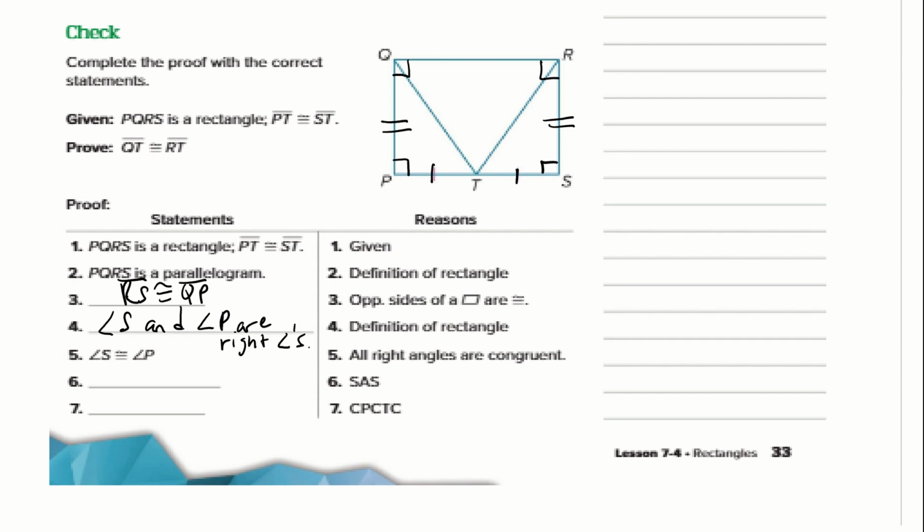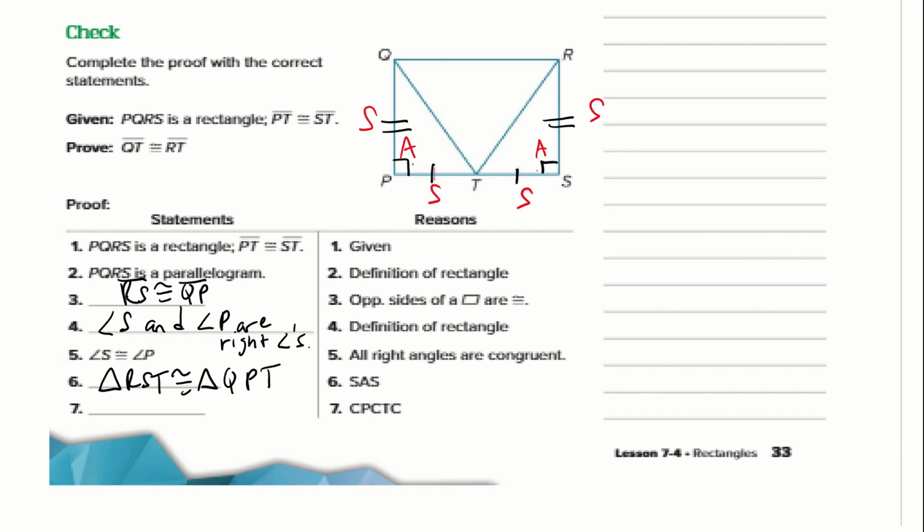So now I'm going to get rid of these just so that we can focus on that. If these are right angles, then they must be congruent. So that's step 5. And then notice that we have side, angle, side, side, angle, side. So those two triangles must be congruent by side-angle-side. So triangle RST is congruent to triangle QPT. All right, those are those two.